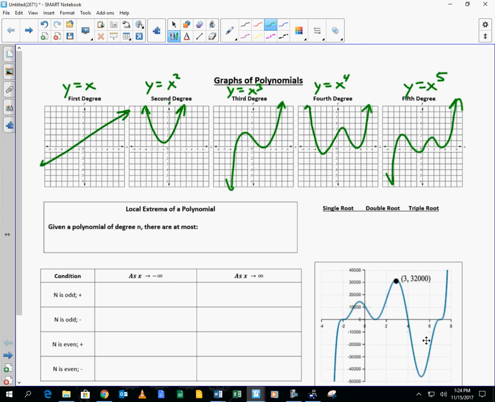How many does this have? Two. How about this one? This one has none. So, given a polynomial of degree n, there are at most how many extrema? N minus 1 extrema.